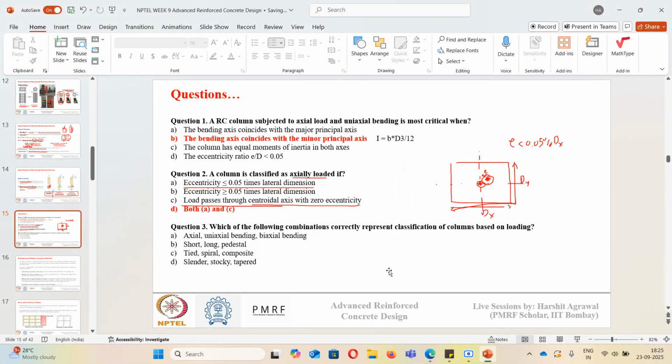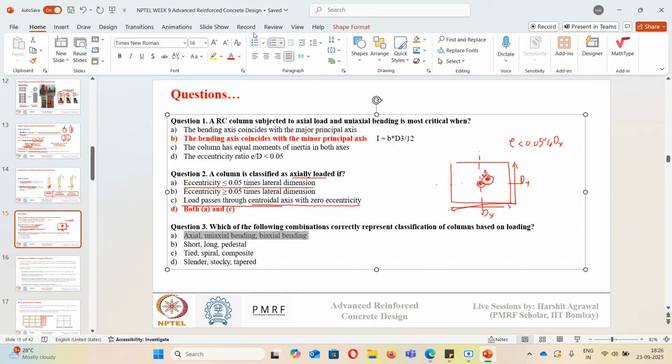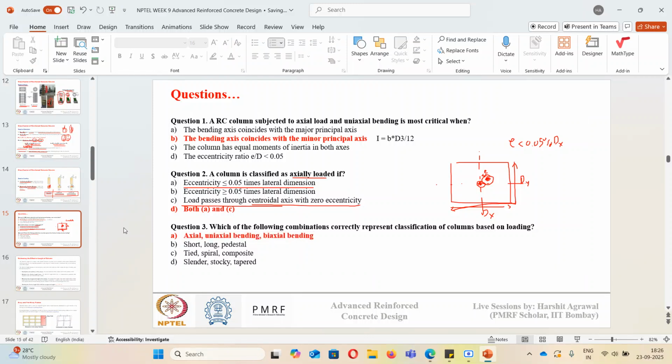Now try to answer the third question. Which of the following combinations correctly represent the classification of column based on loading? So based on loading, what is the classification of column? Just on the last slide we saw. A, okay, this is a very simple question. So you need to remember different classifications of column also. That is important to know.